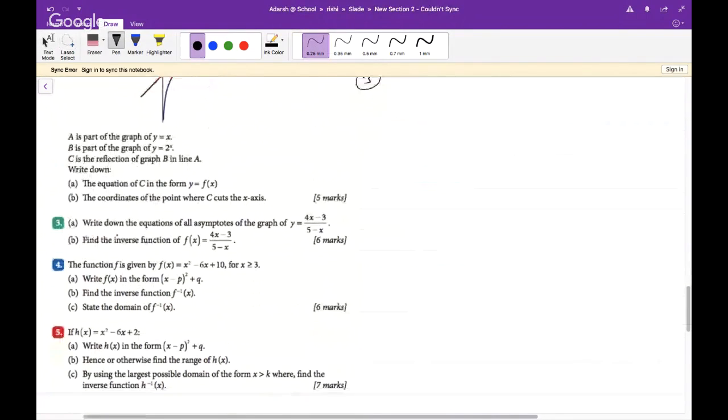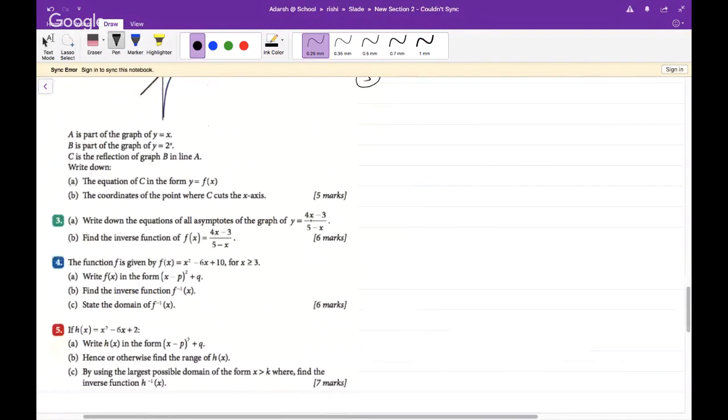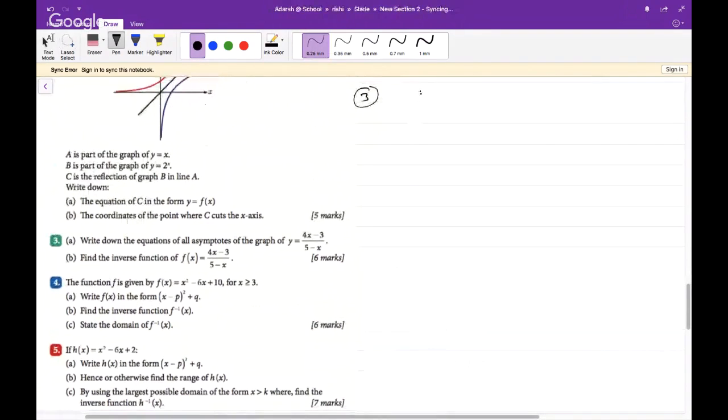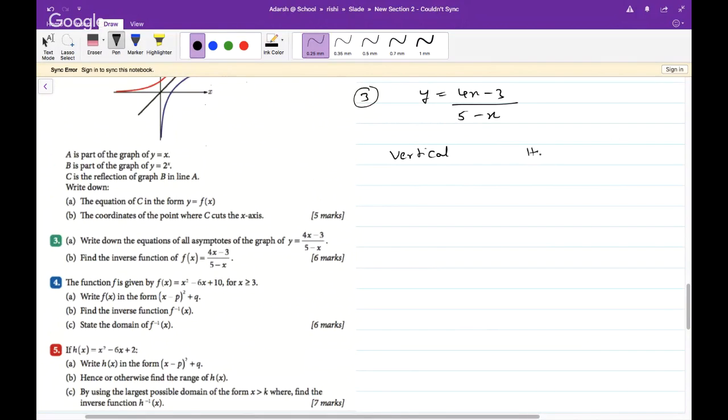Third question. Write down the equation of all asymptotes of the graph y equals 4x minus 3 divided by 5 minus x. Now there are two asymptotes. One is vertical, another one is horizontal. So for the vertical one, whenever the denominator is 0, we'll get the vertical asymptote.